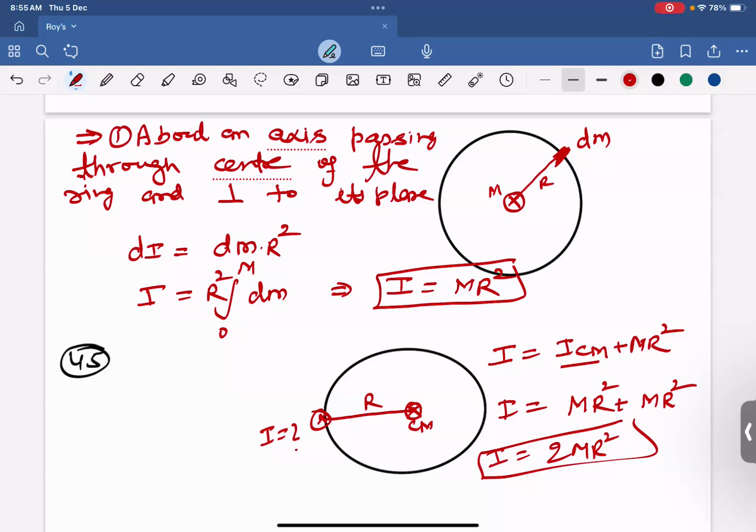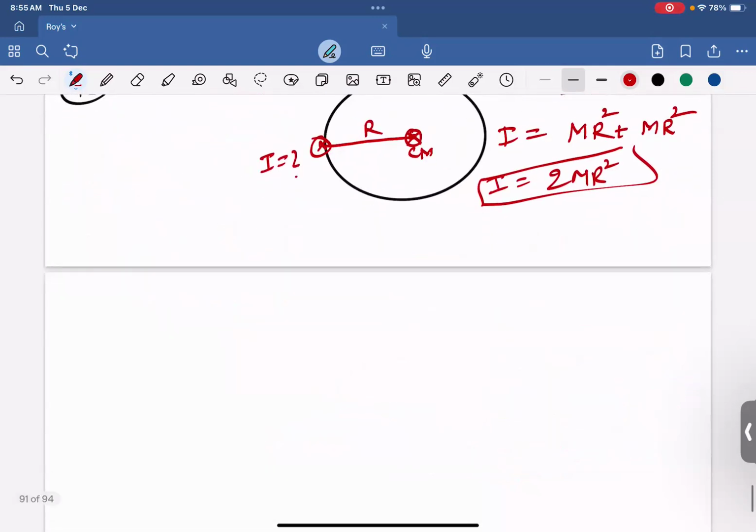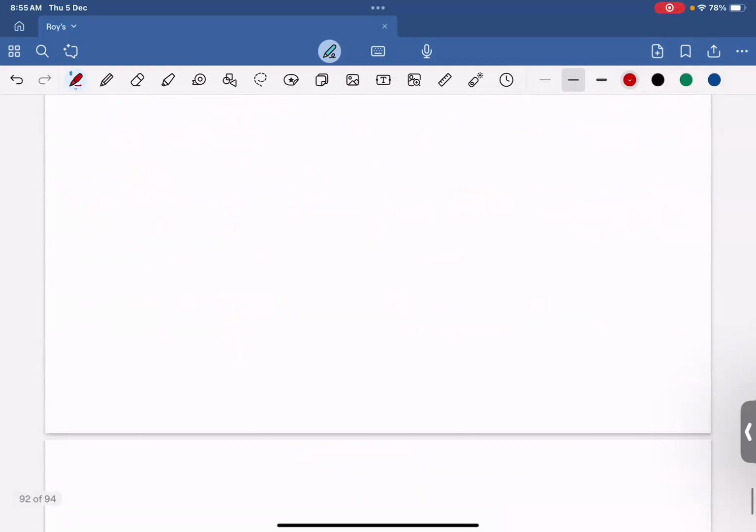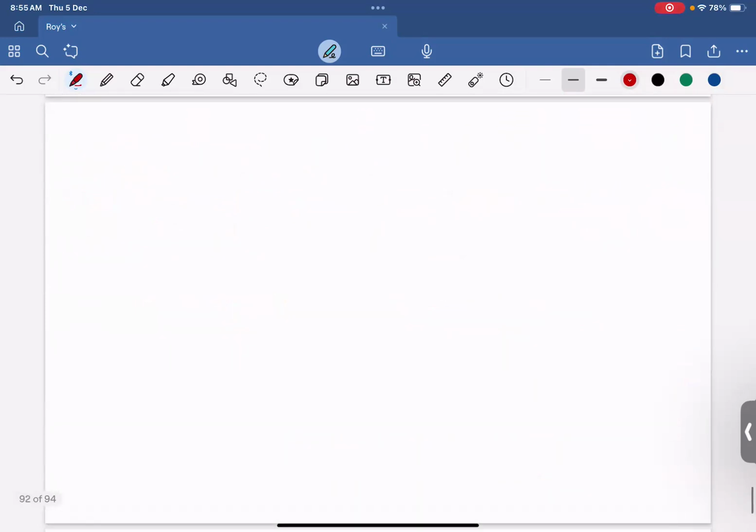Only a few important ones. There are a lot of bodies, but that is not given here. Those they ask questions about frequently, you should remember. Ring, I have told. Now it may be disc, circular disc.